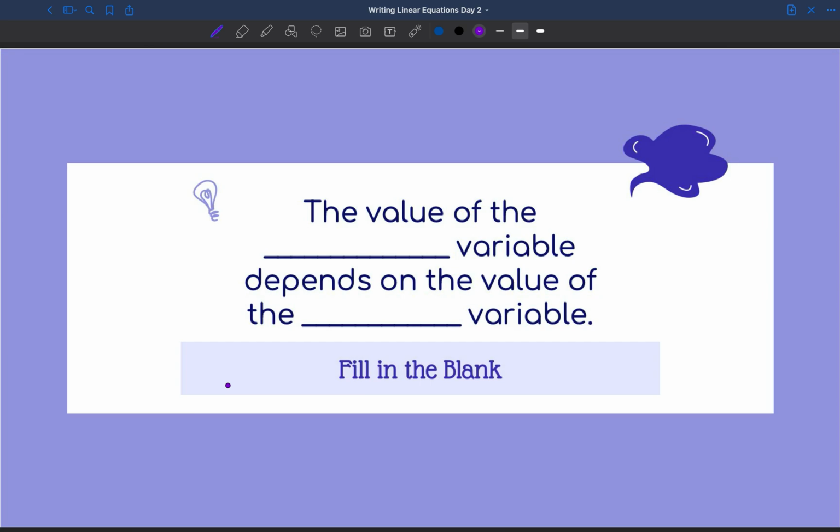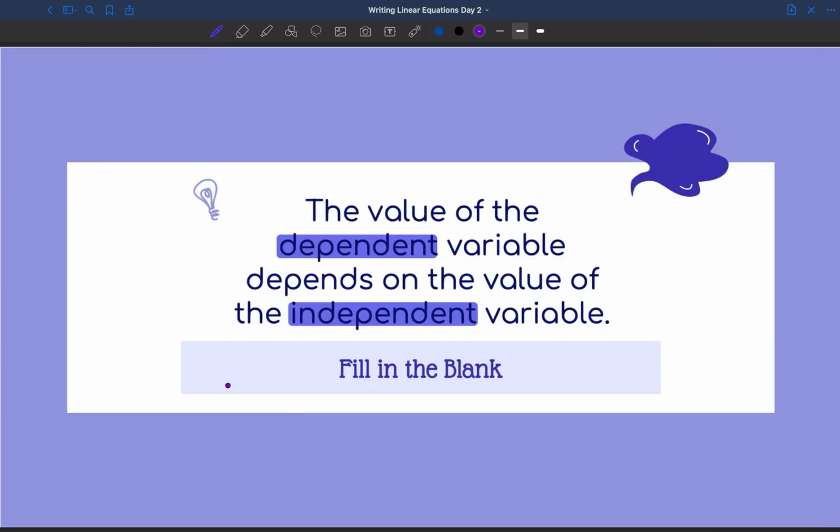Looking at our fill in the blank, it says the value of the blank variable depends on the value of the blank variable. Go ahead and think about that for a second, and then we will figure out what our blanks are. So if you got the value of the dependent variable depends on the value of the independent variable, you are correct.